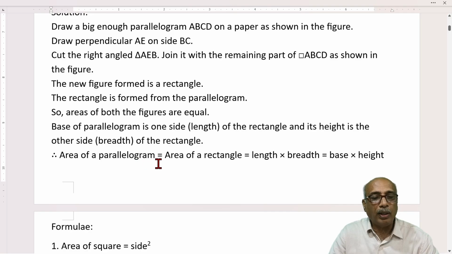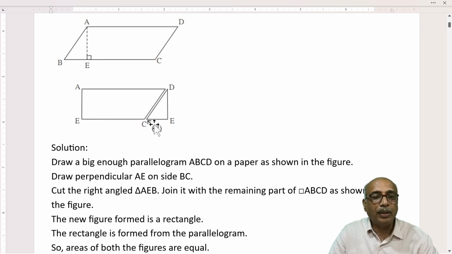Therefore, area of parallelogram equals area of rectangle equals length into breadth. If you take this figure, it is base into height, as this length of the rectangle is one and the same. Clear? Opposite sides. So the area of parallelogram formula will be base into height, and area of rectangle will be this length into height.